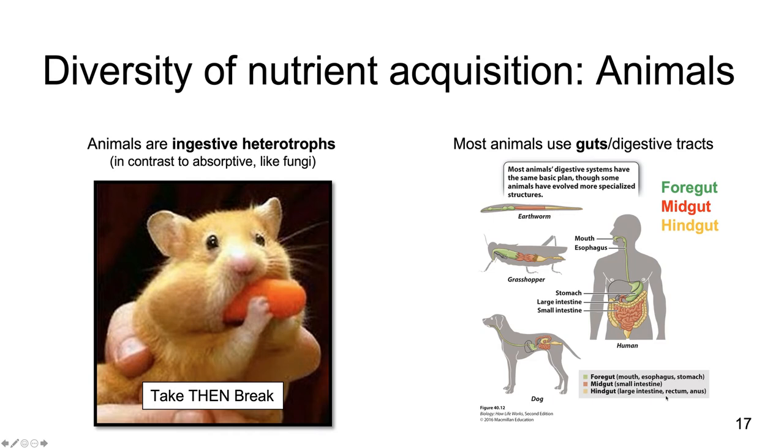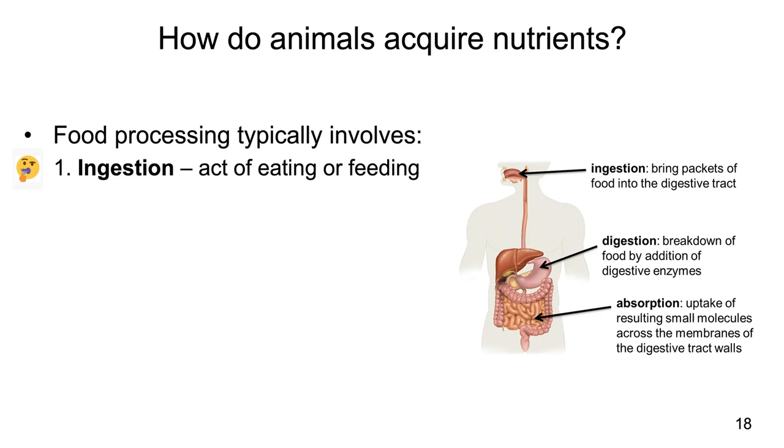and anus. Okay, so how do animals actually go about acquiring nutrients? Well, food processing typically involves several steps, the first of which is called ingestion. So ingestion is just the act of eating or taking food in. So it's bringing packets of food into the digestive tract, like when you bite off a piece of food and chew it up. That's ingestion.